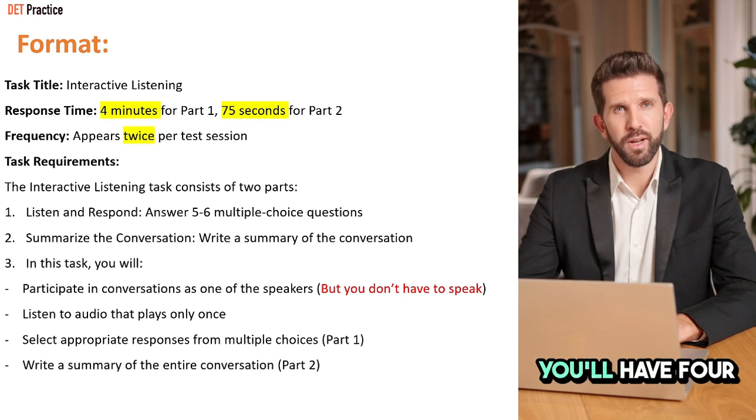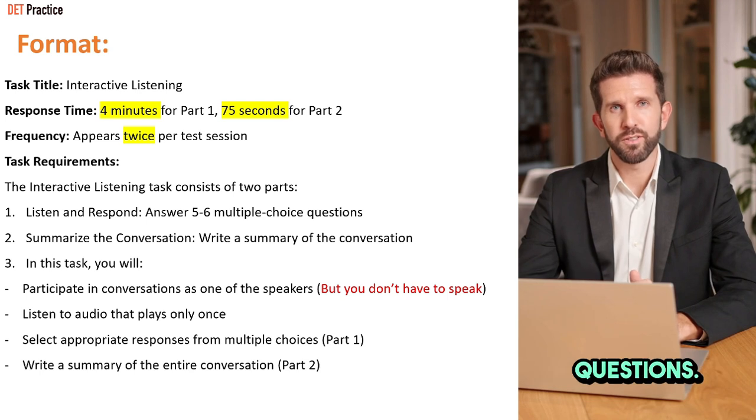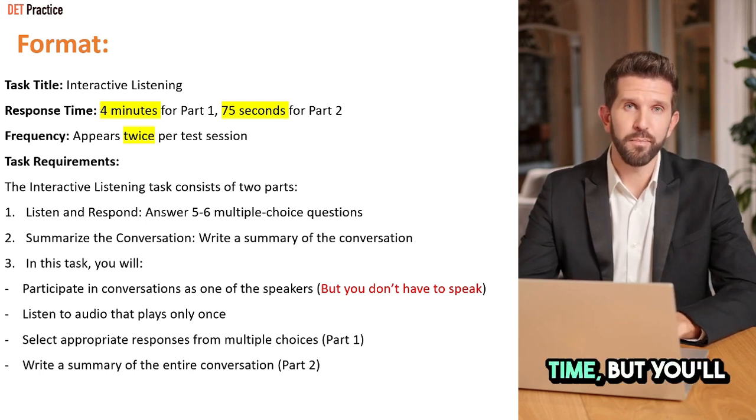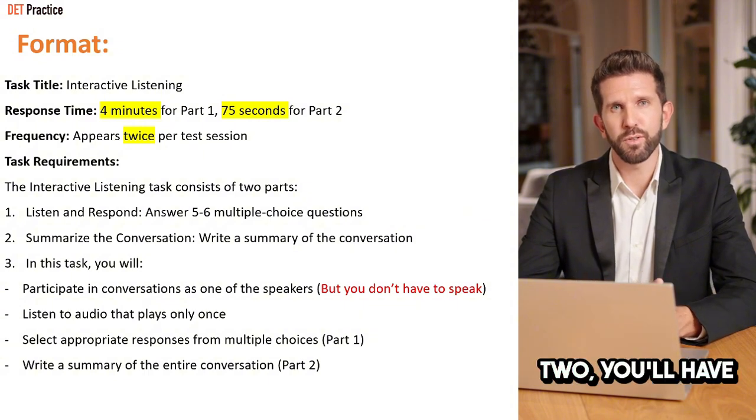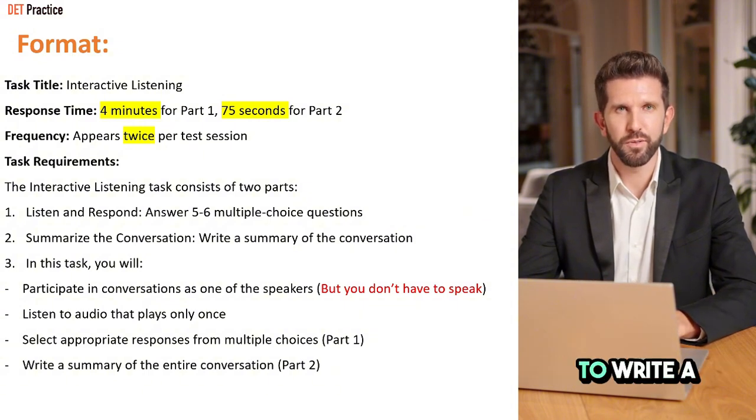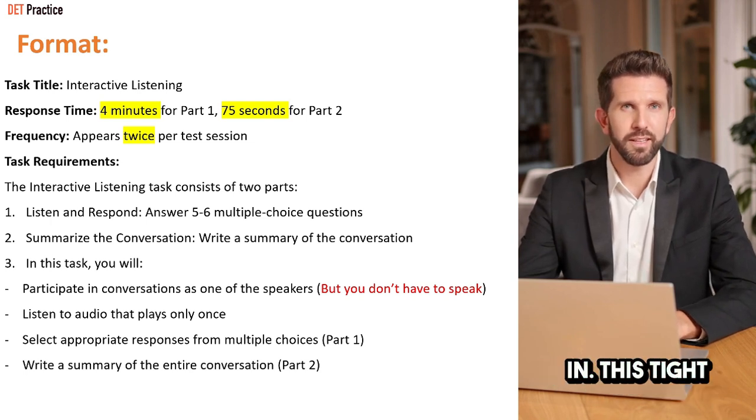In Part 1, you'll have 4 minutes to listen and respond to 5 to 6 multiple-choice questions. This might seem like plenty of time, but you'll need to think carefully about each response. Then in Part 2, you'll have just 75 seconds to write a summary of the entire conversation you participated in. This tight time frame means you need to be prepared and efficient.